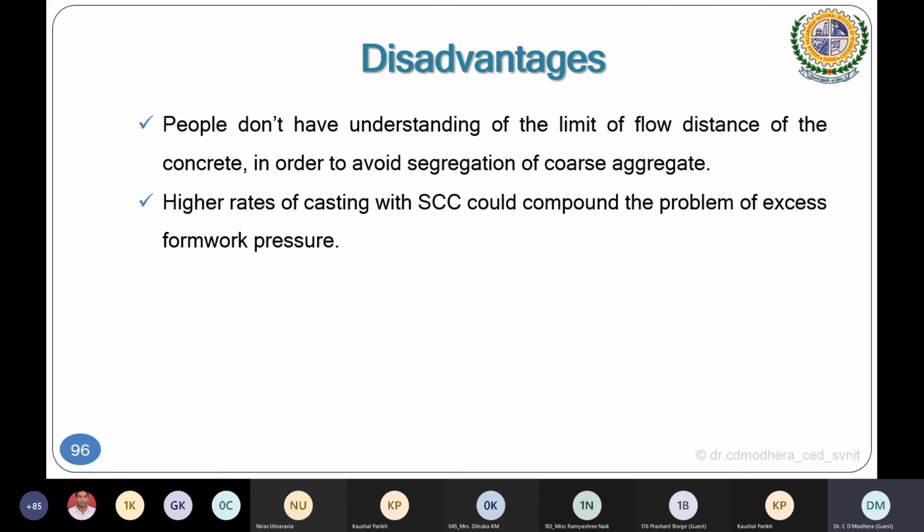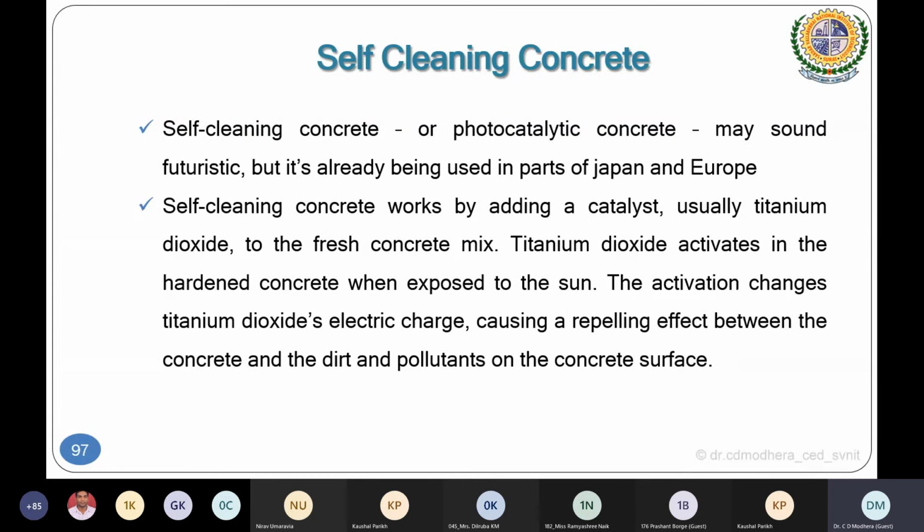The only disadvantage is that people don't have an understanding of the limit of flow distance of the concrete in order to avoid segregation of force. Higher rate of casting with SCC could compound the problem of excessive formwork pressure. So here basically one requirement is a very airtight kind of formwork. So slurry should not go out, and that is again cost effective. Again, if it is not properly designed, then there is a chance of bleeding and segregation. This is the only disadvantage.